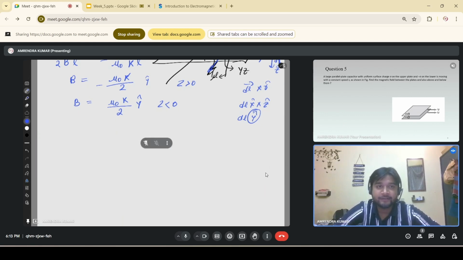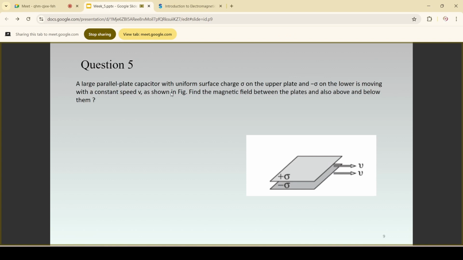So we have a large plate capacitor with uniform surface charge, positive on the upper and negative on the lower one. So I can show you the question. This is question number 5. We have this large plate with sigma, and then we have a second plate with minus sigma. Both are moving with velocity v in some direction. So we have to calculate the magnetic field between the plates, and also above and below.